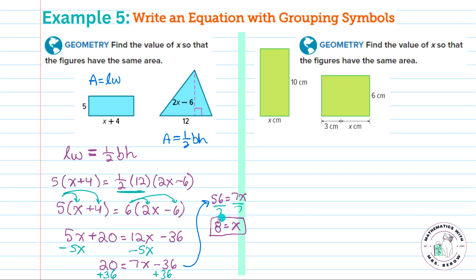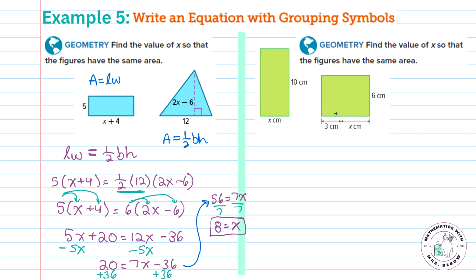So we're going to apply that same idea to the second problem over here on the right side of the screen. Find the value of x so that the figures have the same area. So in this one, they set it up a little bit differently. For one, we actually have labels this time, so we're going to have an answer that's going to have centimeters on it. And it's the same situation where we have these two geometric shapes. In this case, we have two rectangles going on. But it's the same idea.